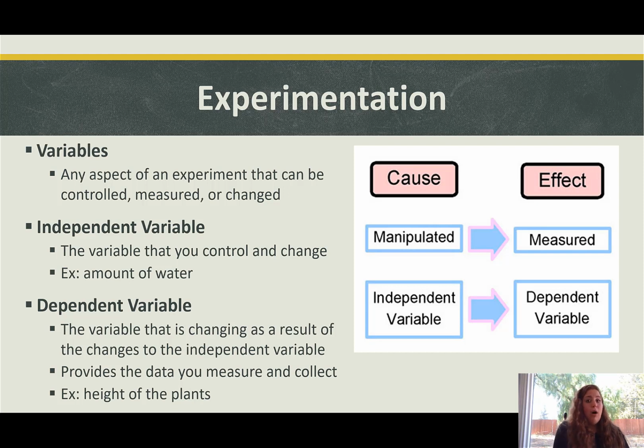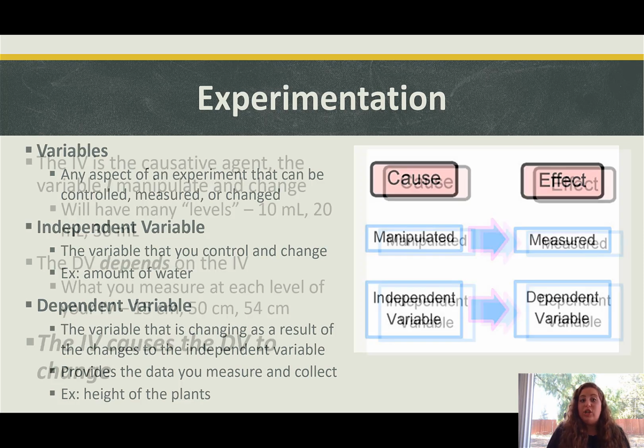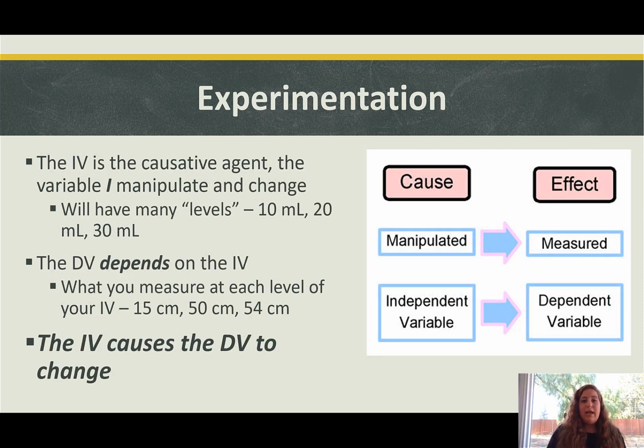So the amount of water I give a plant is going to change the height of the plant in the end, or how the plant grows. So the IV, independent variable, causes the dependent variable to change. That's a key statement. And if you plug anything into that sentence, you can see if it makes sense. This is a good way to test yourself on quizzes. You can insert what you think the IV and the DV is into that sentence and see if it makes sense. And we'll do examples of that in the next slide.